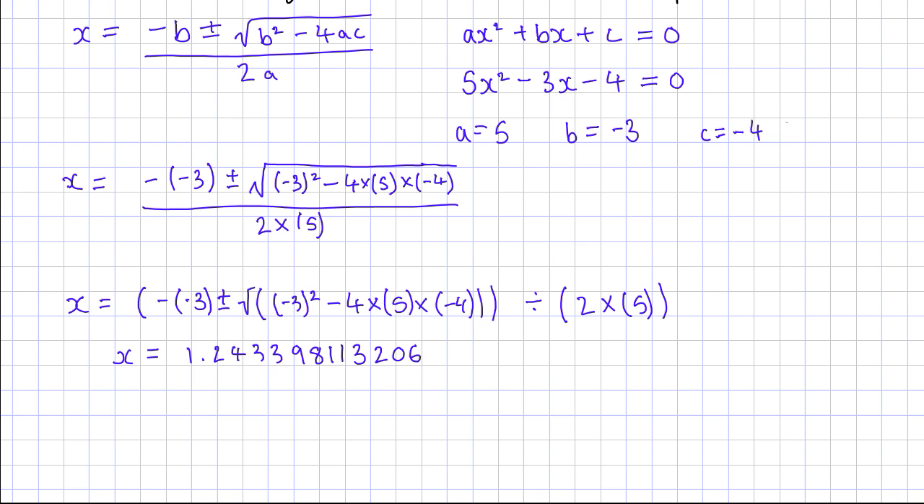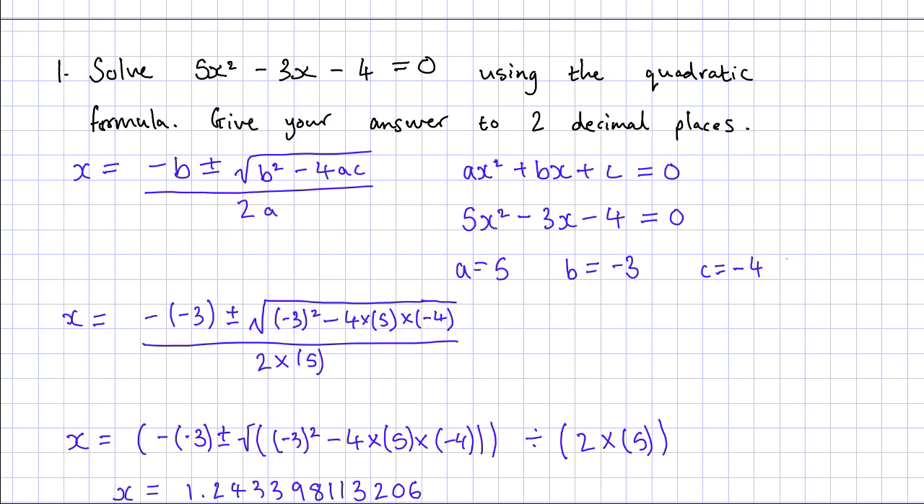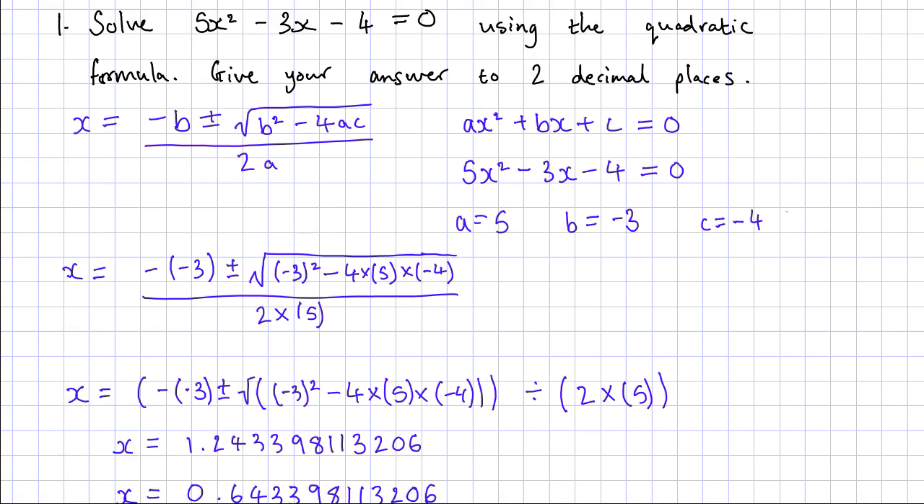And when I used the negative, I had x is equal to, so what I mean by that is when I used the minus sign instead of the plus here and the minus sign instead of the plus here, my calculator gave the answer minus 0.643368113206. Now my question asked me to give my answer to 2 decimal places, so I'm going to round these to 2 decimal places.